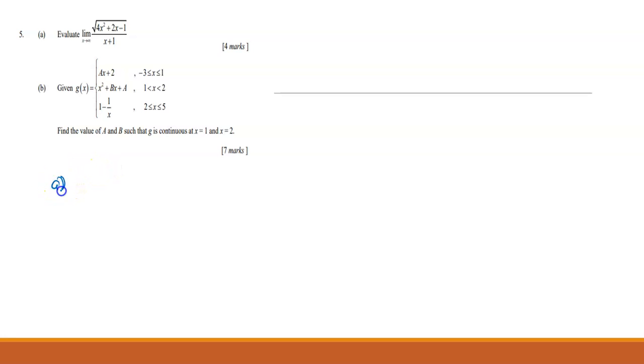A, limit of x approaching infinity of the square root of 4x squared plus 2x minus 1, divided by x plus 1. Okay, so this one here, the highest degree of x from the denominator is x to the power of 1. But we have x squared inside this square root sign here.